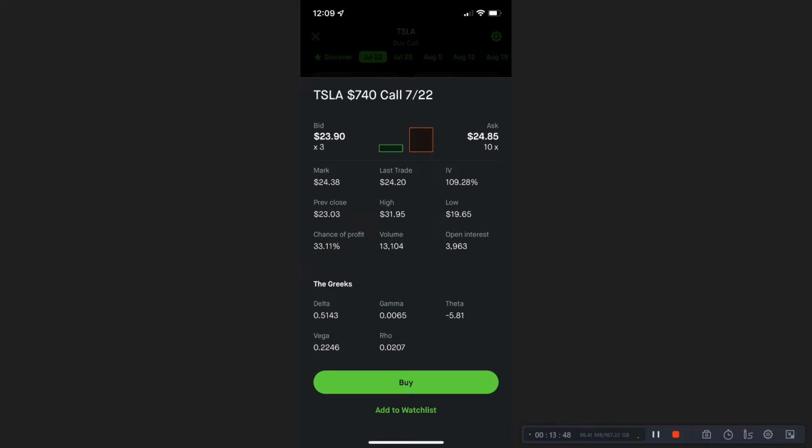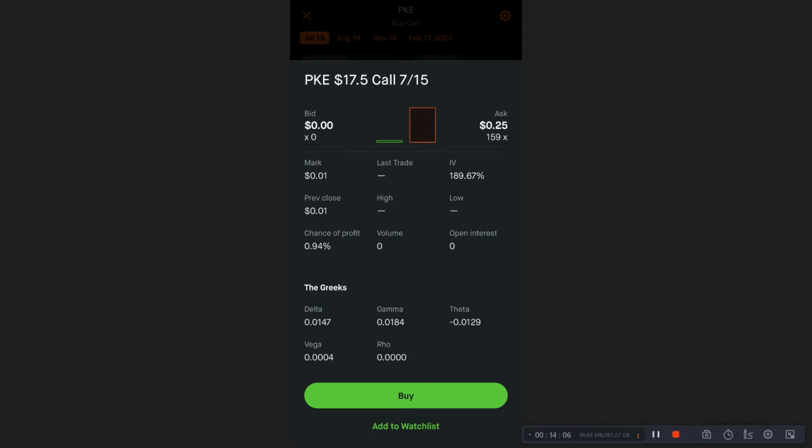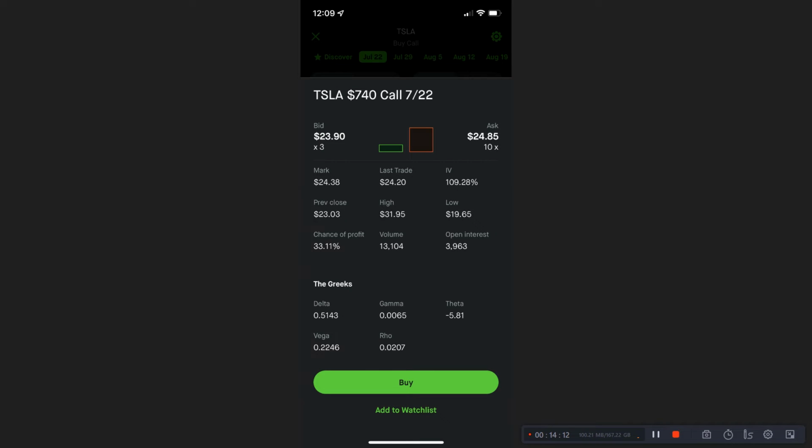This contract is worth $23.90 in premium. So you're going to pay $2,390 for this contract if you buy at the bid. People are asking $2,485 for this contract. That's the ask. Let me go back. I accidentally clicked. But anyways, so this is the 740 call.